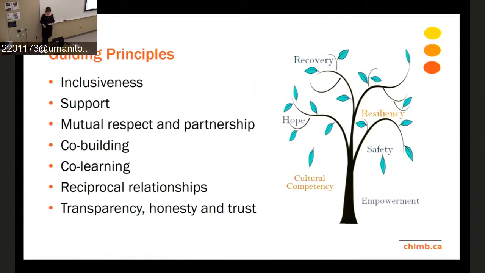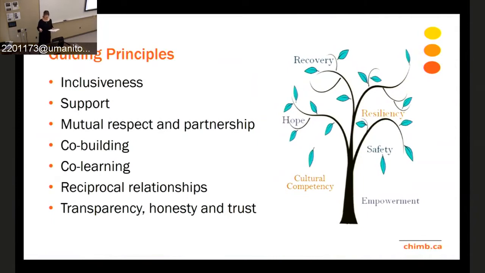Mutual respect and partnership. This means that the value of experiential knowledge is recognized by all team members. Co-building. So this is a huge one. Co-building. So making sure that public, patients, researchers, healthcare professionals, decision makers are working together from the beginning to identify problems and gaps, set priorities for research, collaboratively produce and implement solutions, which is very important.